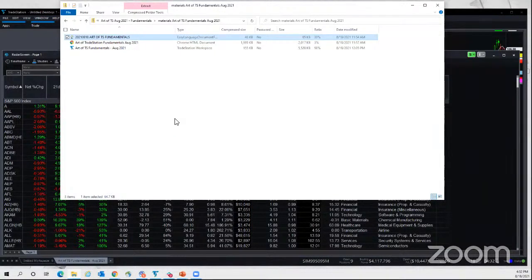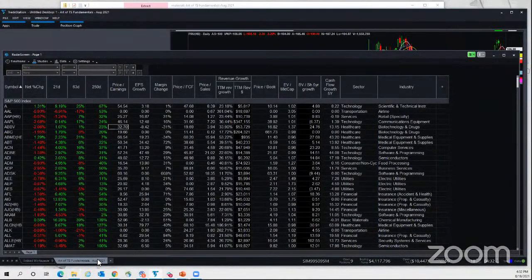Once you've imported the indicators, you can then double click on this Art of TS Fundamentals, which is a TradeStation workspace, and this is what I now have open.